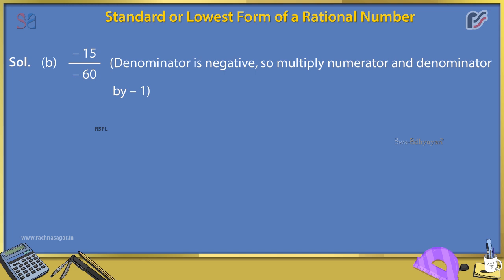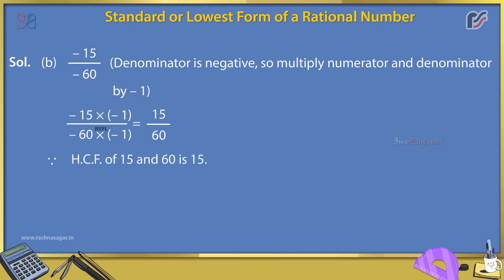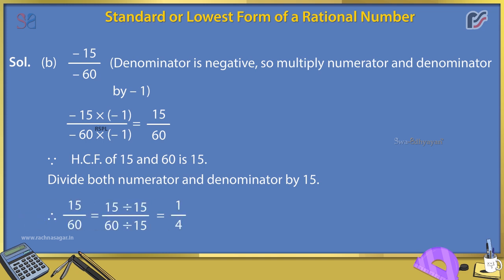B. Minus 15 by minus 60. Denominator is negative, so multiply numerator and denominator by minus 1. Minus 15 into minus 1 by minus 60 into minus 1 is equal to 15 by 60. Because the HCF of 15 and 60 is 15, divide both numerator and denominator by 15. Therefore, 15 by 60 is equal to 15 divided by 15 by 60 divided by 15, which is equal to 1 by 4.